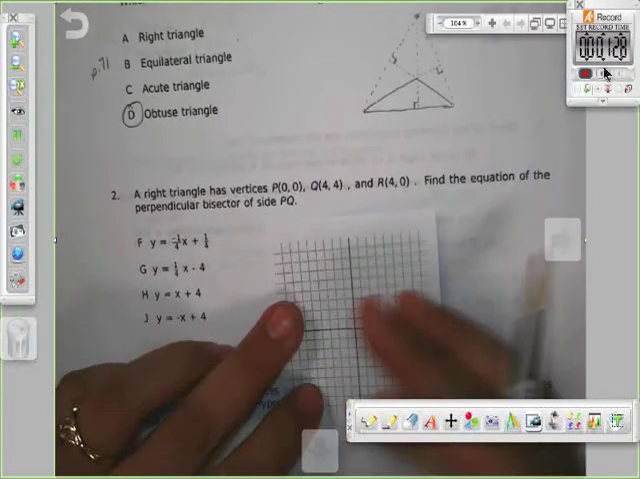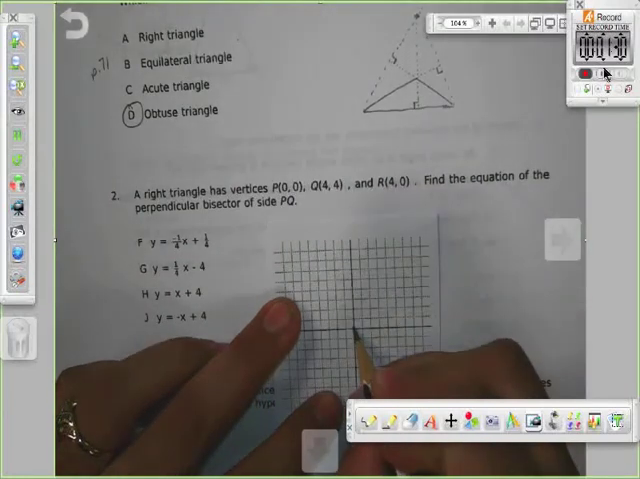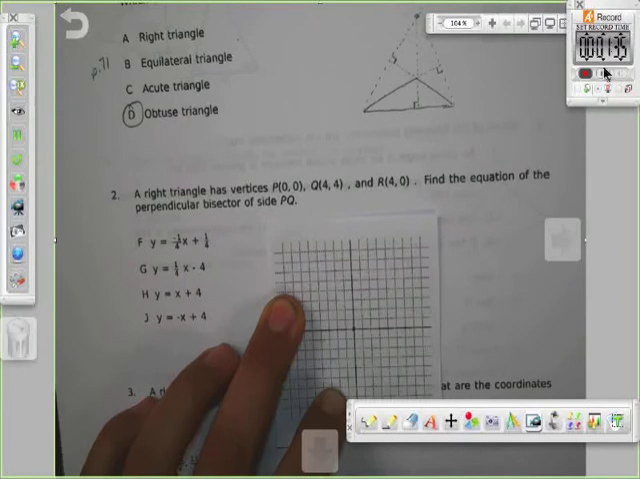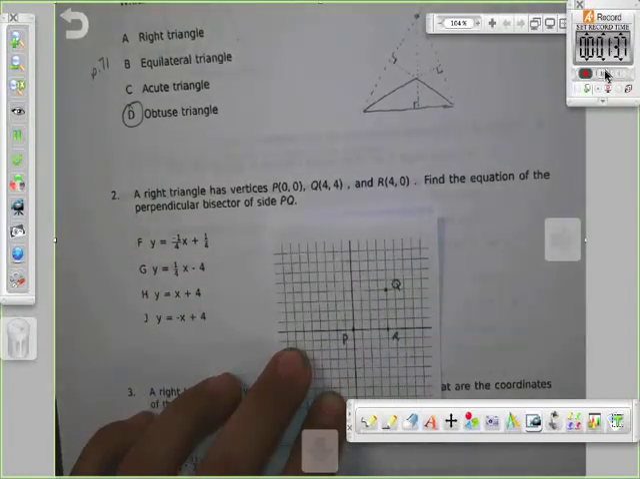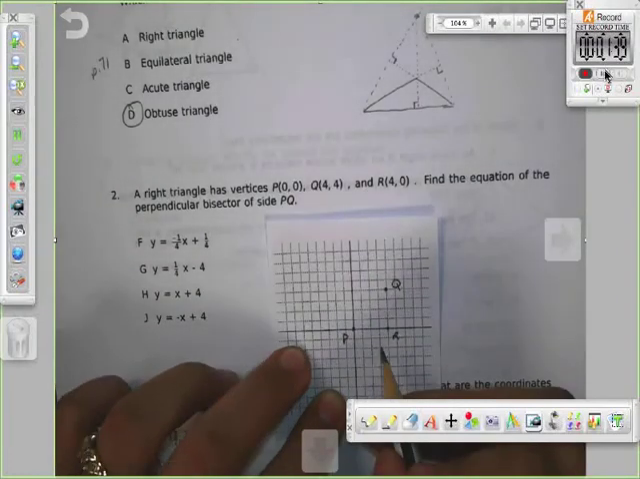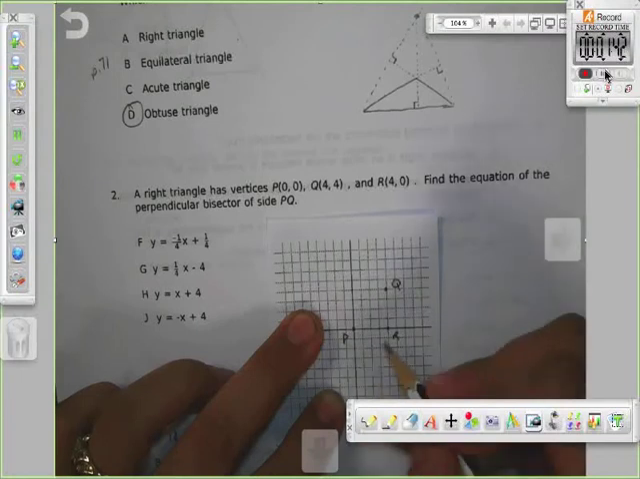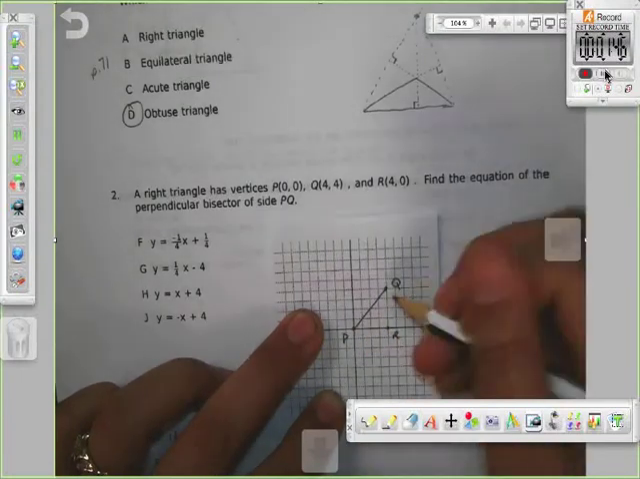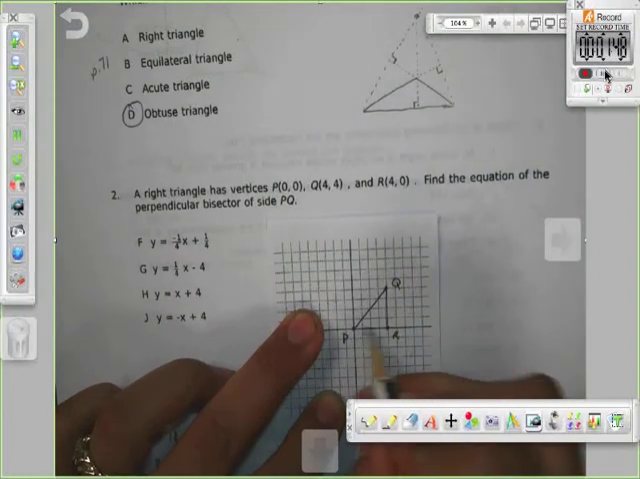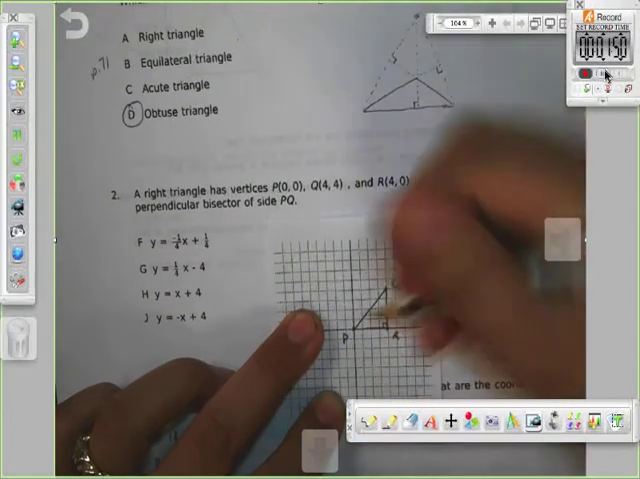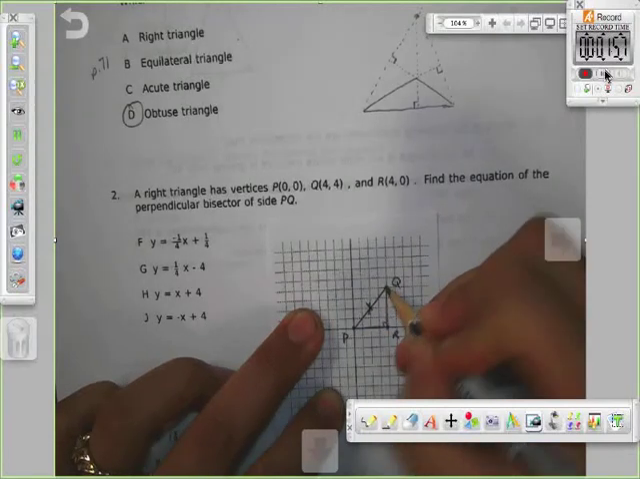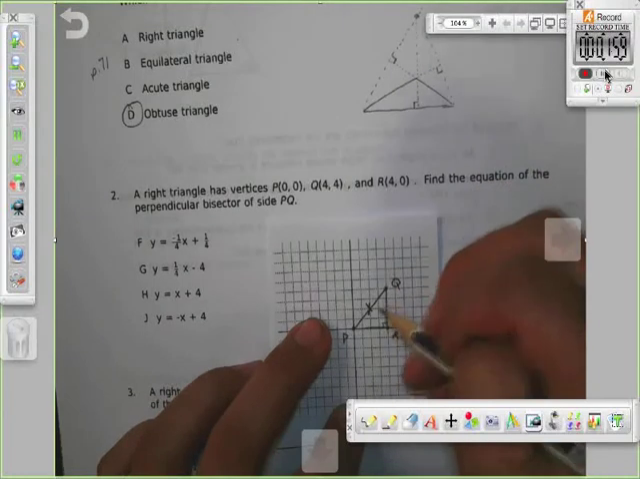It says in a right triangle, the vertices are P, which is (0, 0), Q, which is (4, 4), R, (4, 0). So we're going to go ahead and plot those points on a coordinate plane. Okay, now that we have all 3 points plotted, it's asking you to find the equation of the perpendicular bisector of PQ. Well, here's PQ. Let me go ahead and draw the rest of the triangle. The perpendicular bisector, bisect means to cut in half equally, so this point would be the midpoint of PQ. And we're asking for a line that goes through it.